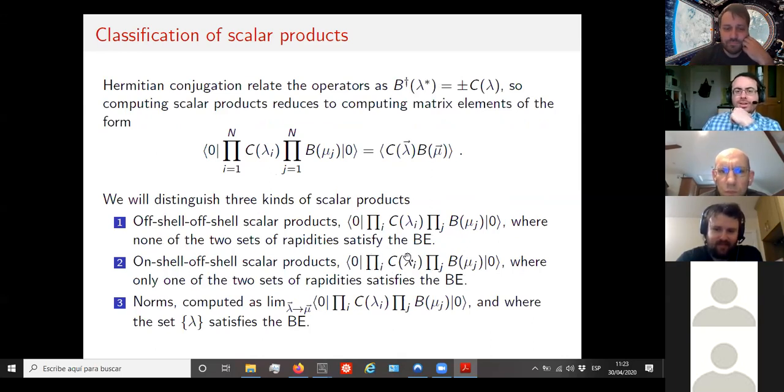Well, for example, in this one, the off-shell, on-shell, off-shell, you will find that you can write this kind of Bethe vectors as determinants. No, right. But my question is about the significance of this notion of off-shell vector. Does it have some? Yeah, there is some reason to use this kind of off-shell, because at some point you find these off-shell, on-shell, off-shell Bethe vectors, where you have one set fulfilling the Bethe equations and the other doesn't fulfill it.